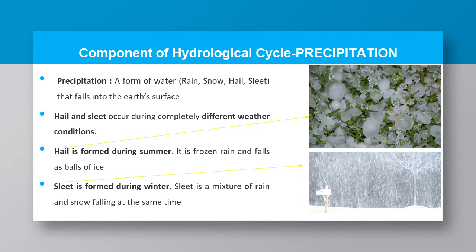And then hail and sleet, as you can see from this figure, occur during completely different weather conditions. Hail generally occurs during summer. If you see in this figure, hail is nothing but frozen rain that falls as a ball of ice. I think you must have seen this. And sleet is a mixture of rain and snow, and it generally forms during winter.